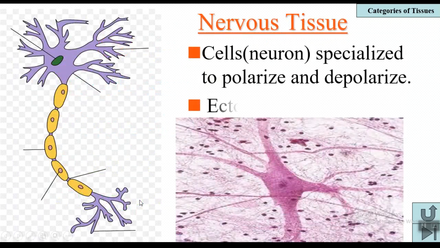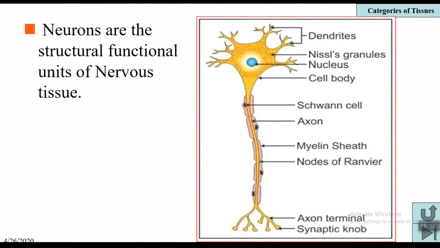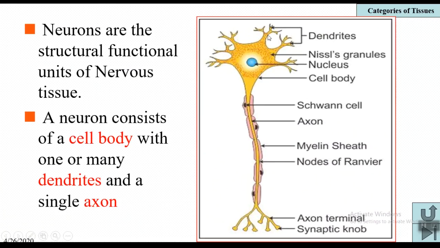Coming to the last type of tissue, nervous tissue. Nervous tissue is specialized tissue which exhibits polarization and depolarization. Because of this, the nerve impulse is conducted. This nervous tissue is ectodermal in origin, and its structural unit is the neuron. This is the structure of a neuron, which shows a large body called the cell body, also called soma, perikaryon or cyton.